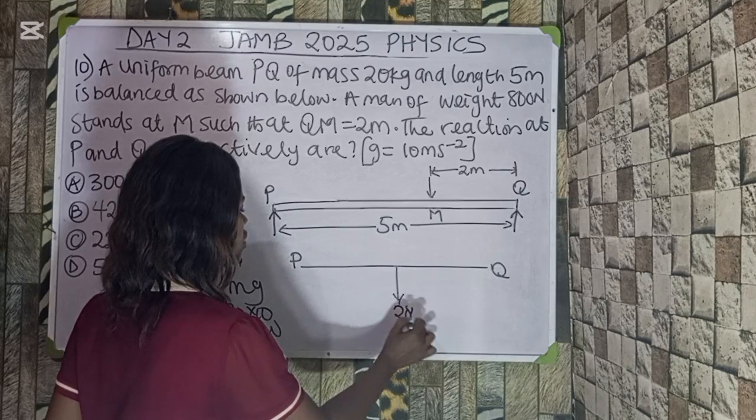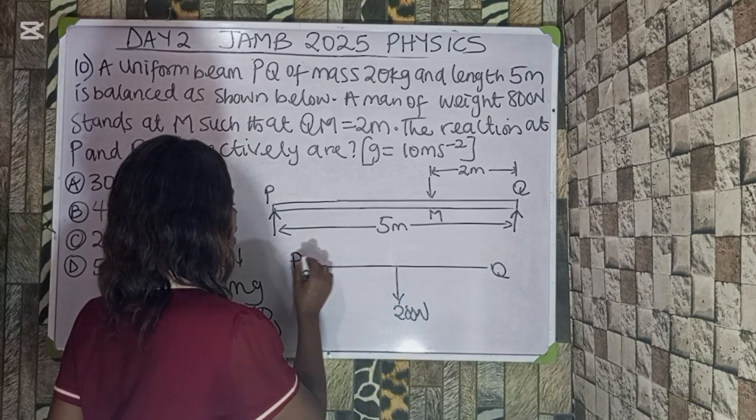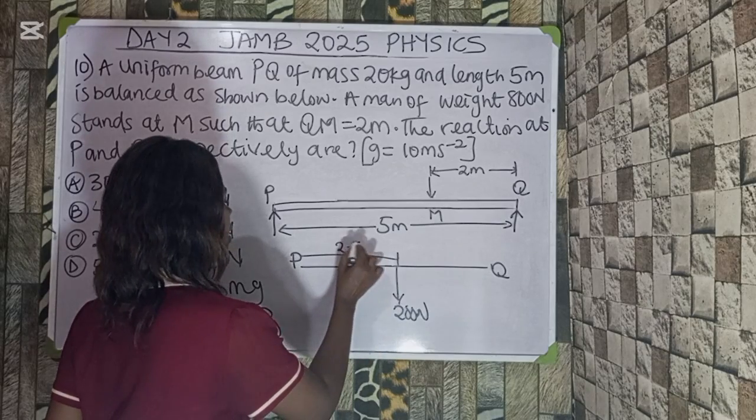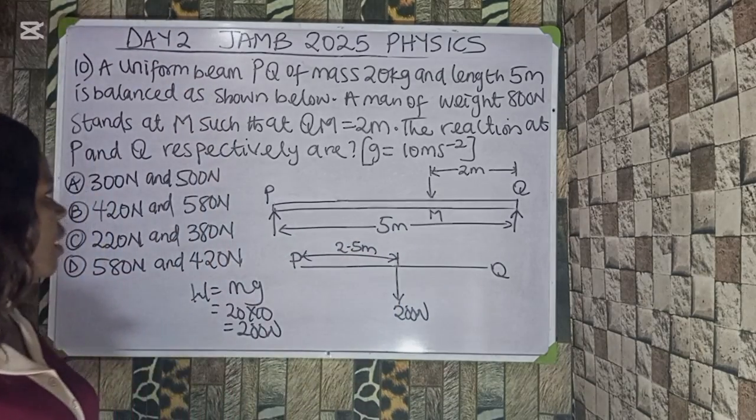That is 200 Newton, right? It's going to be at the midpoint. So from here to here is going to cover 2.5 meters. Is that clear? Alright, so let's go.